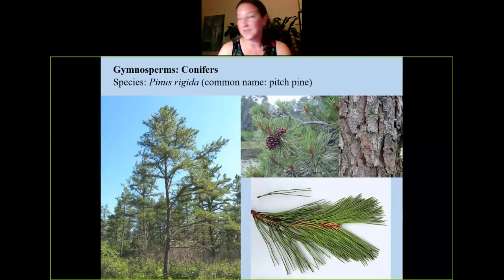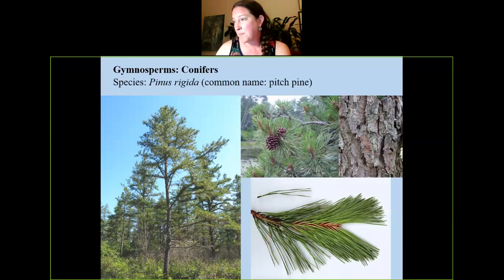Okay. This is our next plant. Pinus rigida, or pitch pine. If you live in New Jersey, there are the Pine Barrens out in New Jersey, which are mostly made up of pitch pine. How do you tell pitch pine?